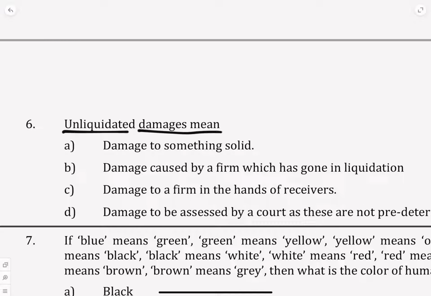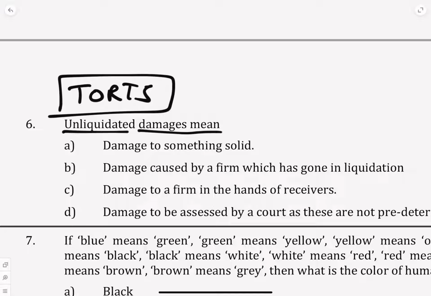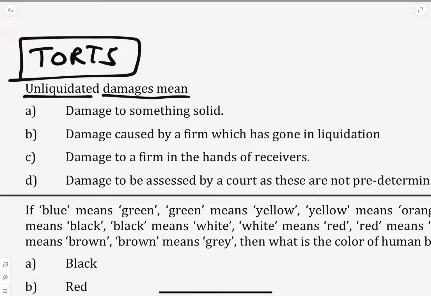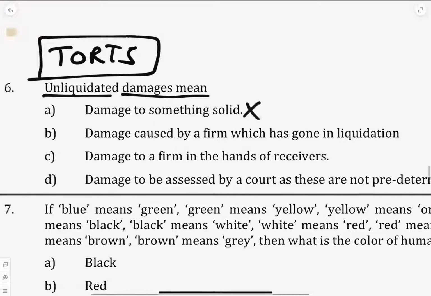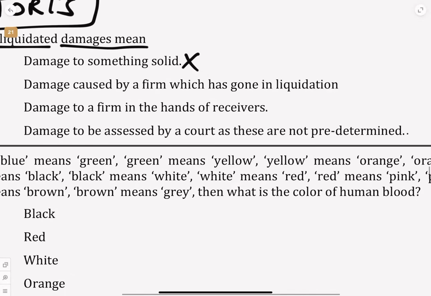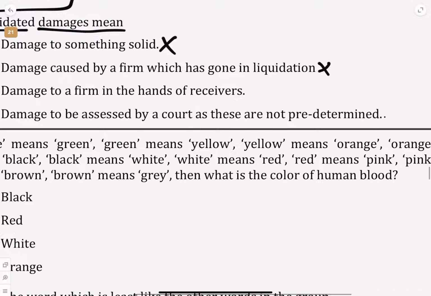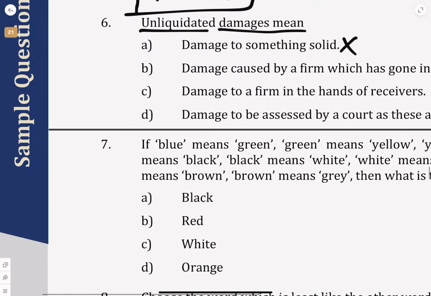Unliquidated damages means. So this is coming in torts. Even in contracts, little concepts you have this. So what is it? Damage to something solid. This is wrong. It is not about solid and liquid, so it is the wrong answer. Damage caused by a firm which has gone in liquidation. No. Damage to a firm in the hands of receivers. Let us see. Damage to be assessed by a court, as these are not predetermined. So the answer is D.